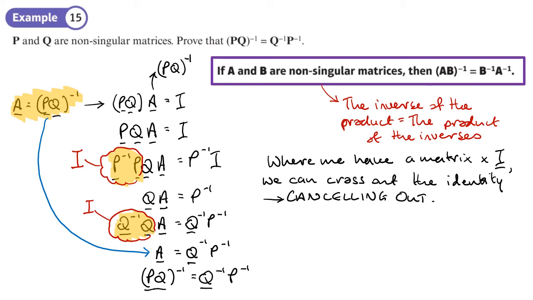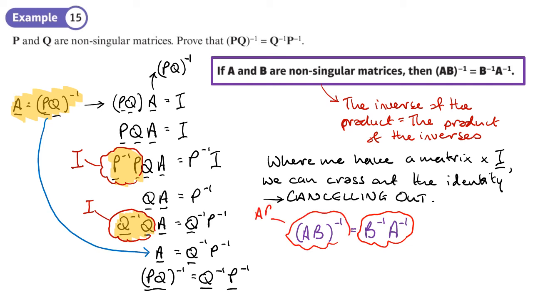Now this is an important result which is worth remembering, and this is only if the matrices are non-singular, because we're using inverses all over the place. So remember this: the inverse of the product is equal to the product of the inverses. But notice that on this side the order is not the same as this side, is it? Here we have A followed by B, but on this side we have B followed by A, so just be aware of that. I'm not sure whether you need to prove that in the exam, but it's definitely worth knowing how to prove that result and remembering that result.